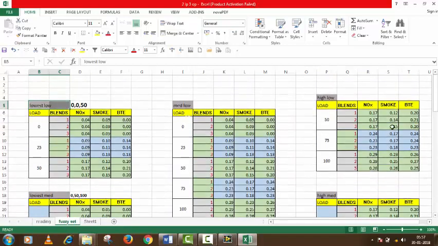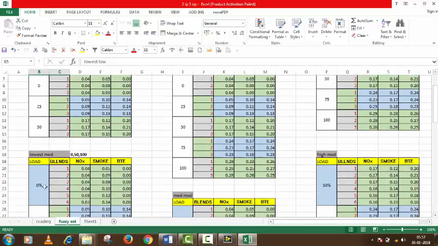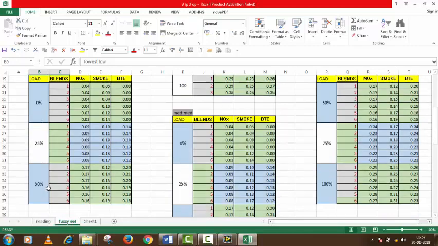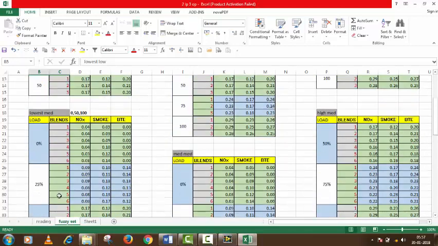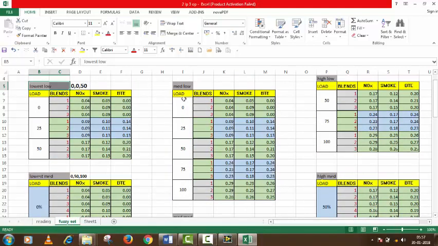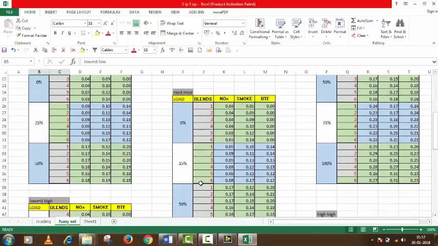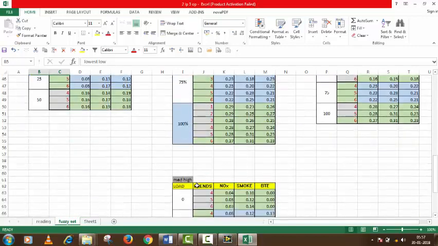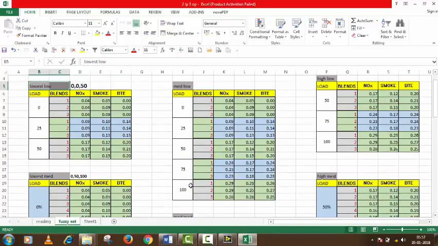So coming to here, first lowest low. So load is lowest, blend is low. Here load is lowest, blend is medium. The load is lowest, blend is high. Coming to here, medium low: load is medium and blend is low. Here load is medium, the blend is medium. Here load is medium, the blend is high. As like that, with respect to load and blend, we have to frame the table.